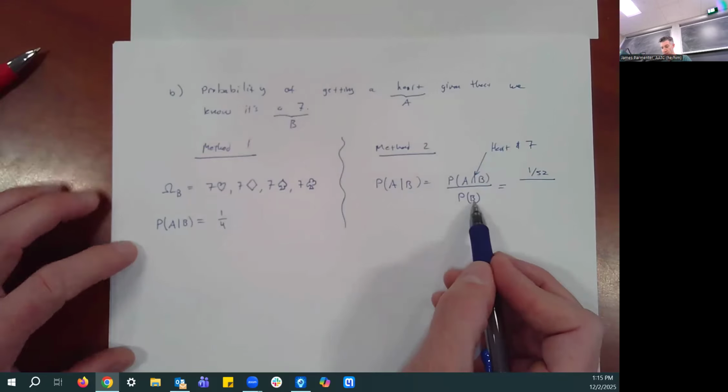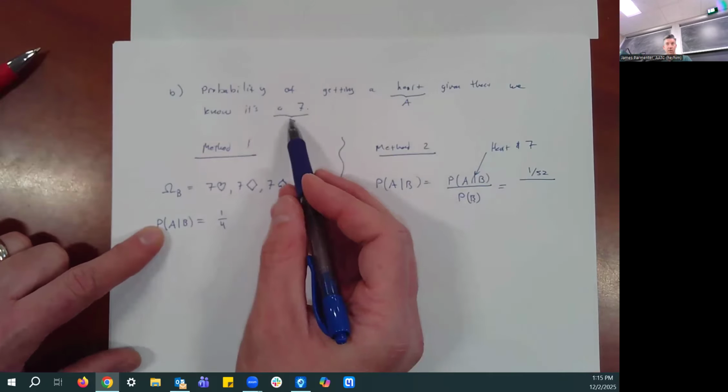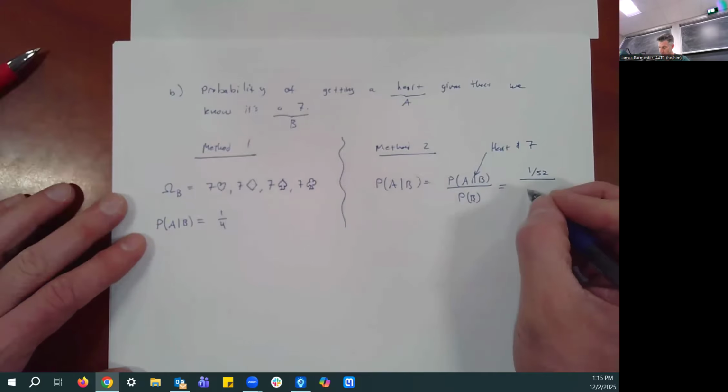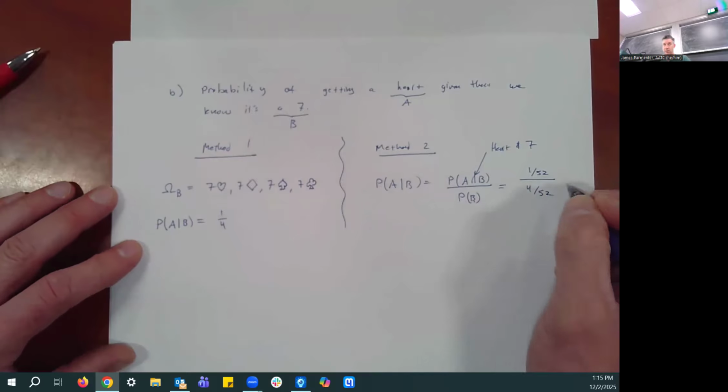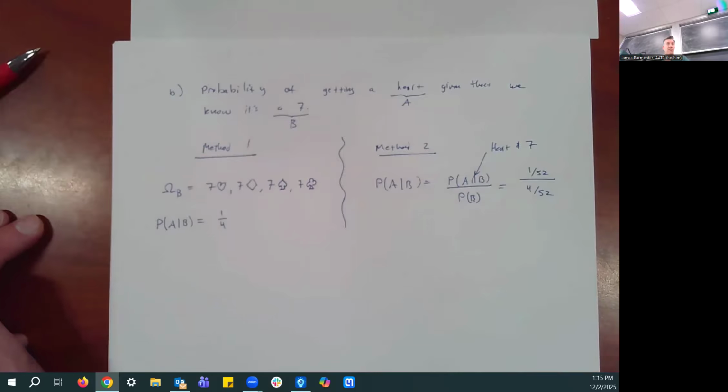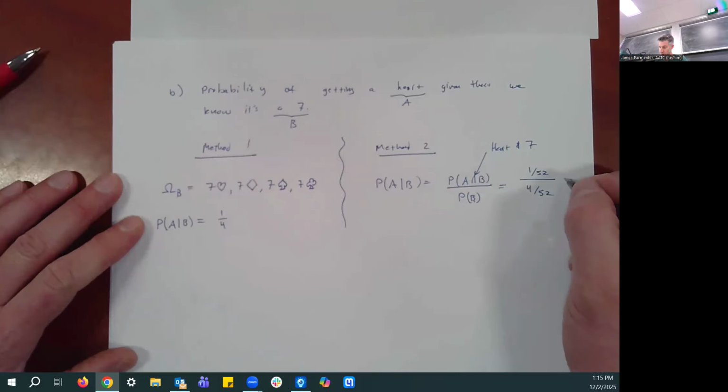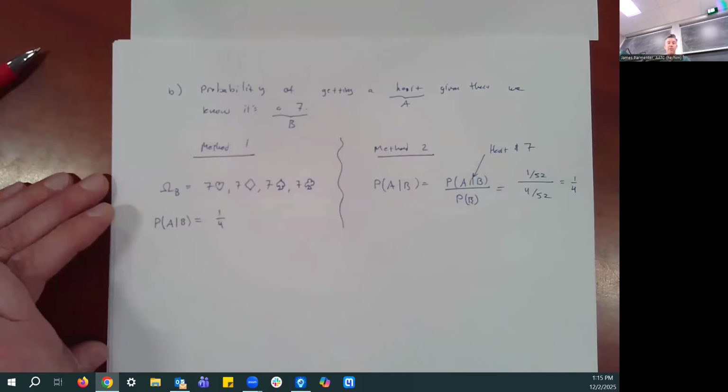Whereas the probability of B, the probability of getting a 7, well, there's 4 7s in the deck, so there's a 4 in 52 chance. And just like last time, the denominators are the same, so they cancel, and you get 1 out of 4. It's a pretty common thing that happens with these problems.